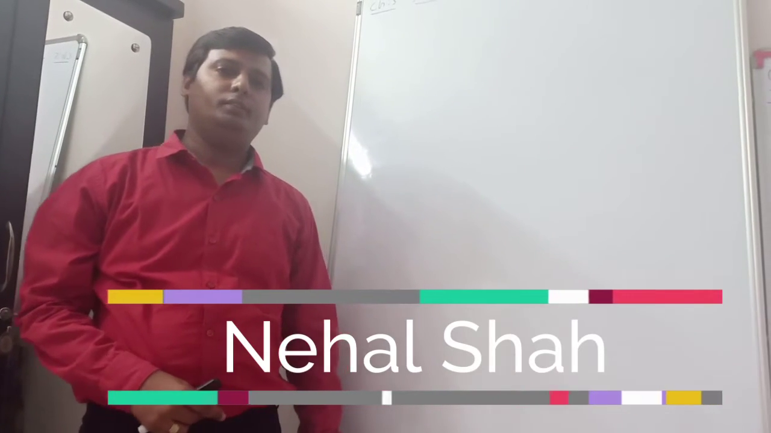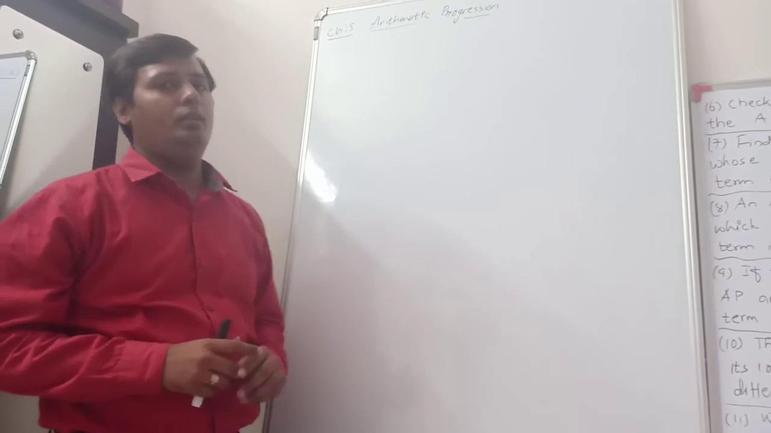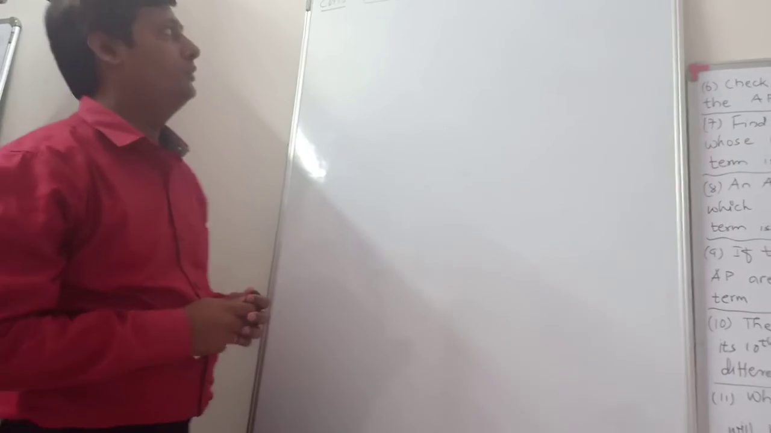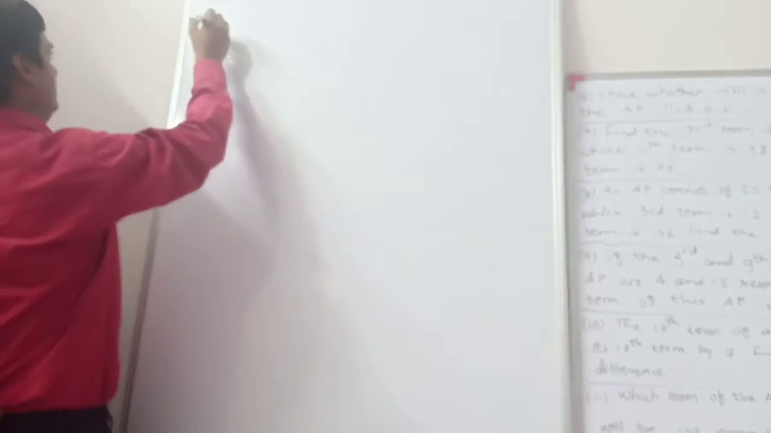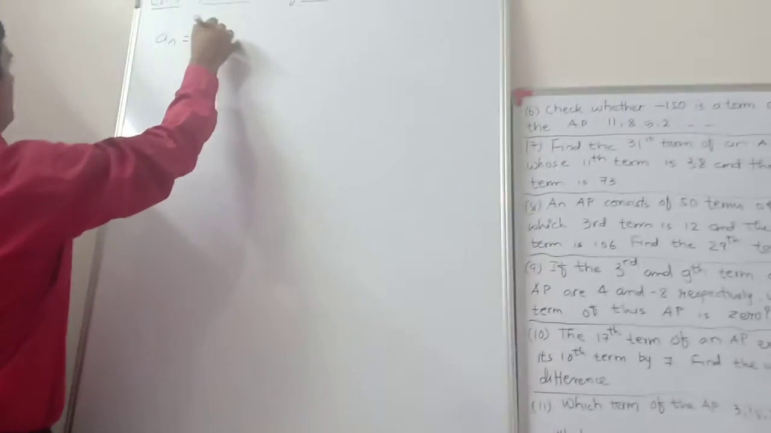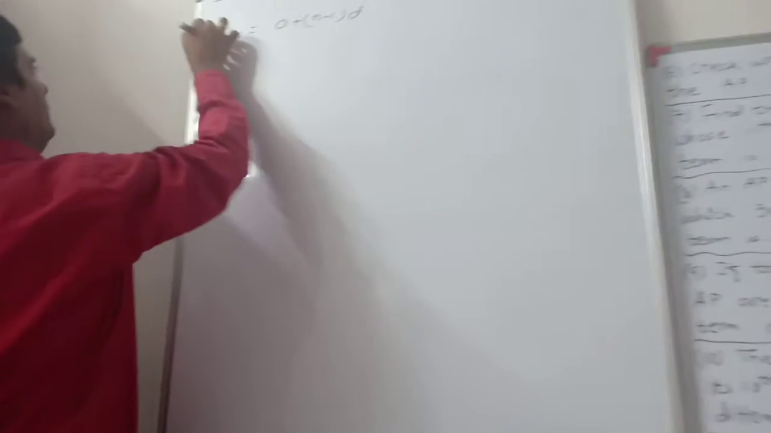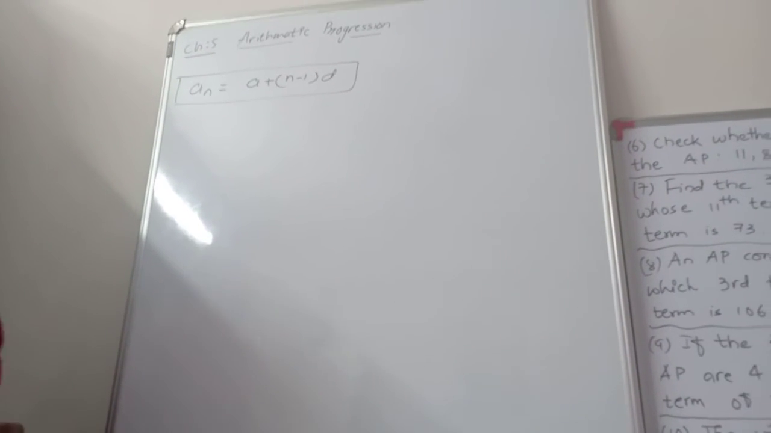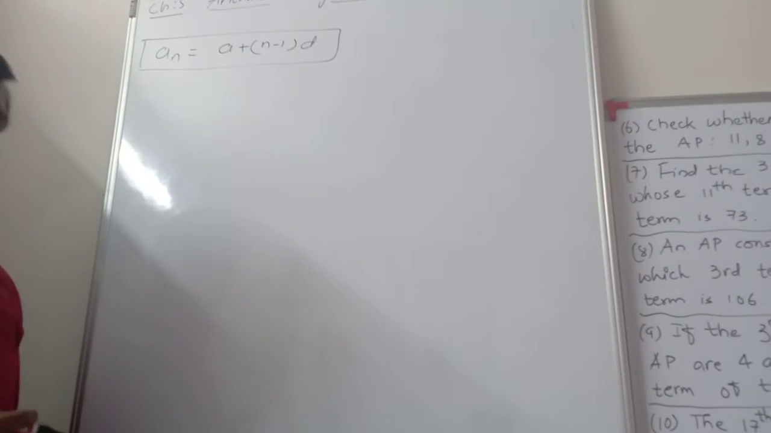In previous lectures, we learned the nth term of the AP. So first of all, what is the formula of the nth term? An is equal to a plus (n minus 1) into d. Basically, a is equal to the first term and d is equal to the common difference. Common difference means the constant term, right?